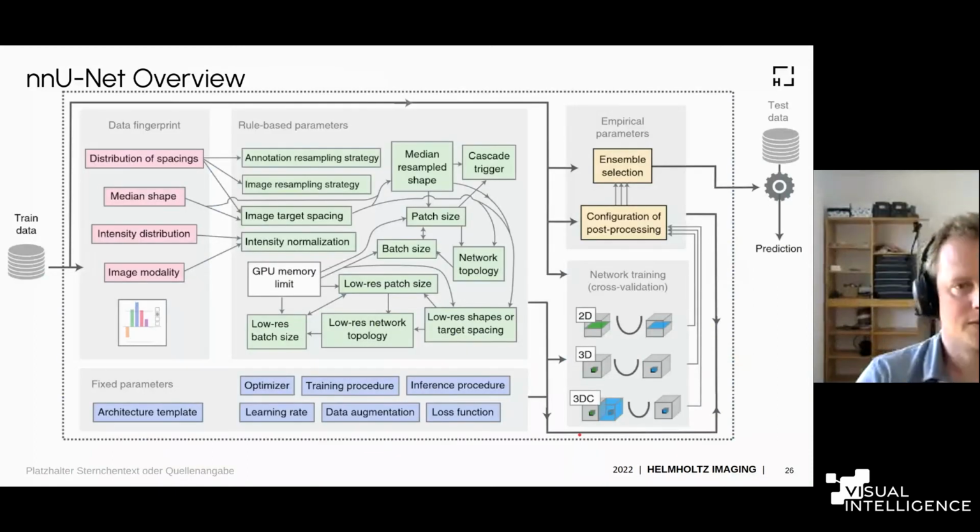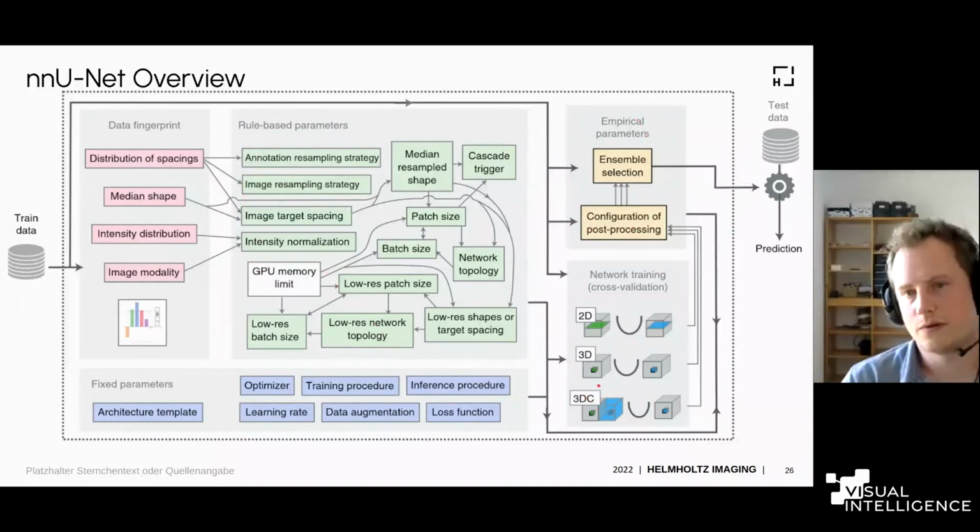So if we plug all of these things together, we have this huge overview here with all the different components. We have the fixed parameters, the data fingerprint, the rule-based parameters that are connected to it. We have empirical optimization here in the 3D U-Net configurations. And all of this works together in a software framework.